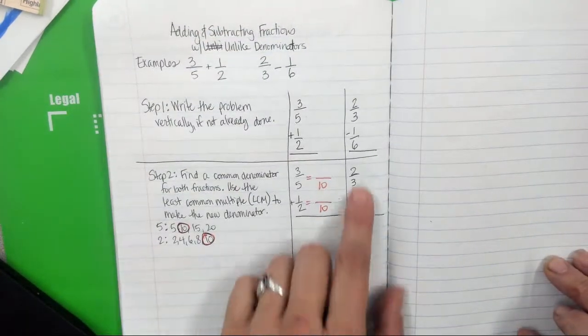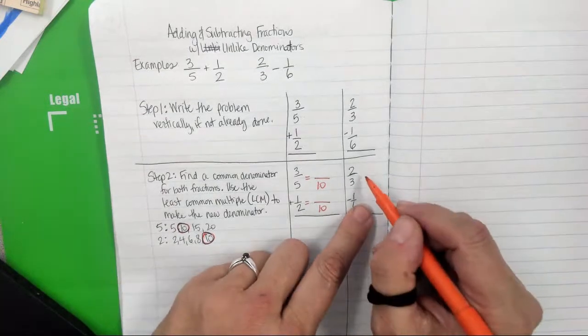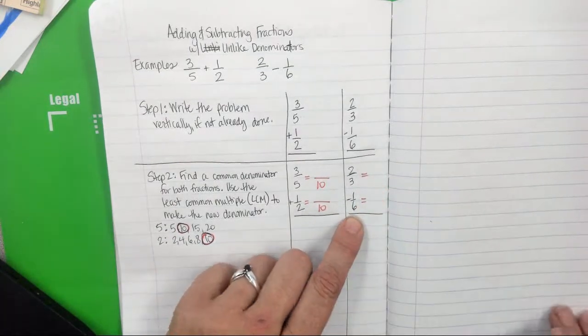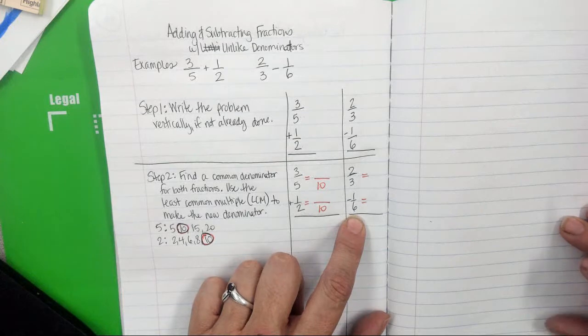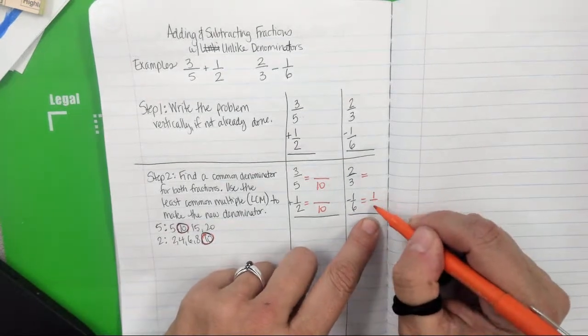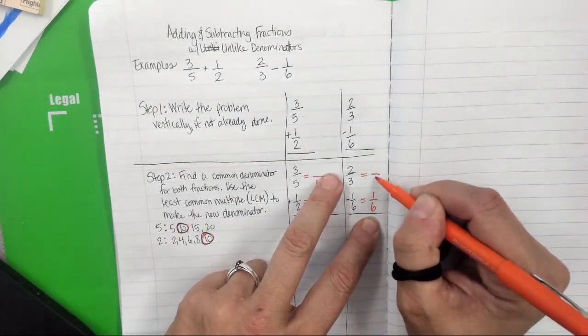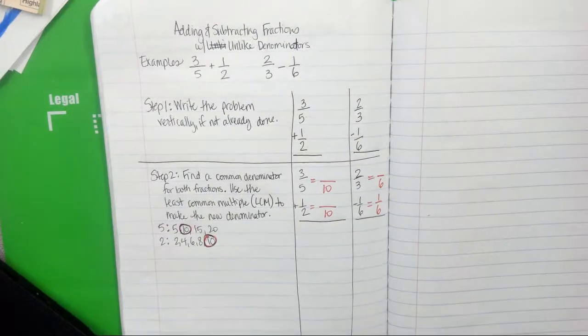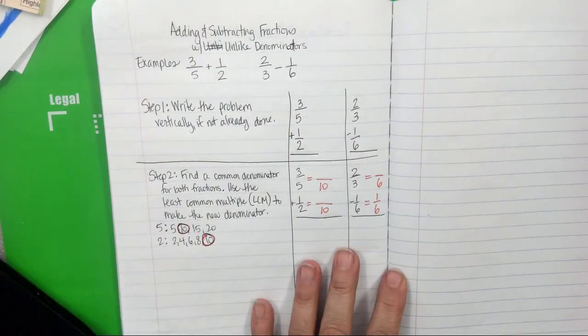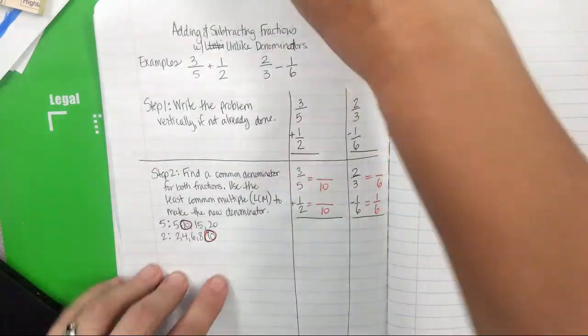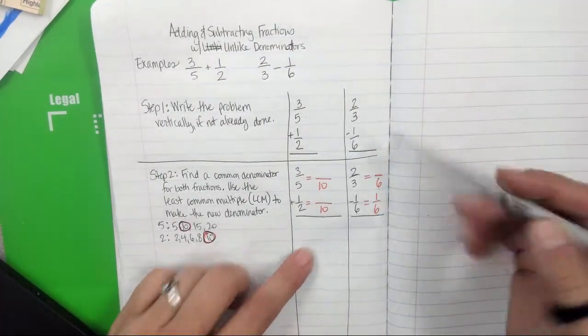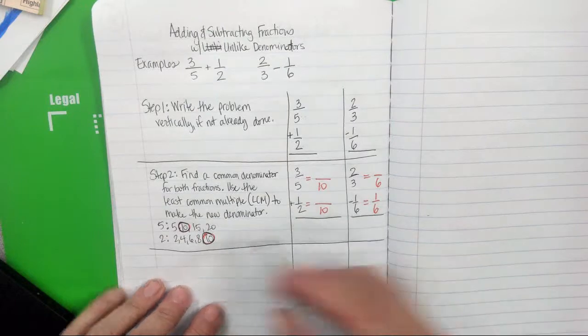Okay? Now we've got 3 and 6. What do you know about 6? I heard somebody say it. 3 will go into 6. Good job. Okay, so did we find a common denominator for both of our numbers? Good job. Step 3.